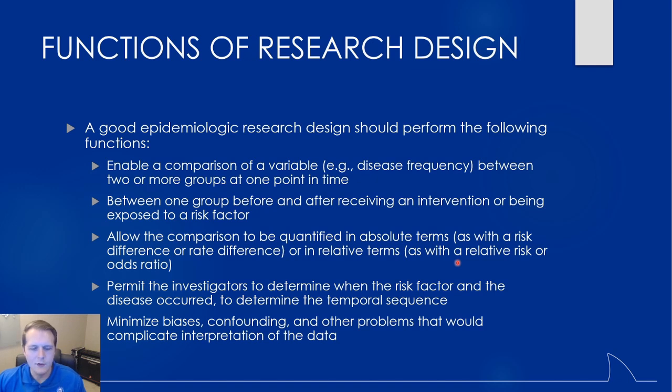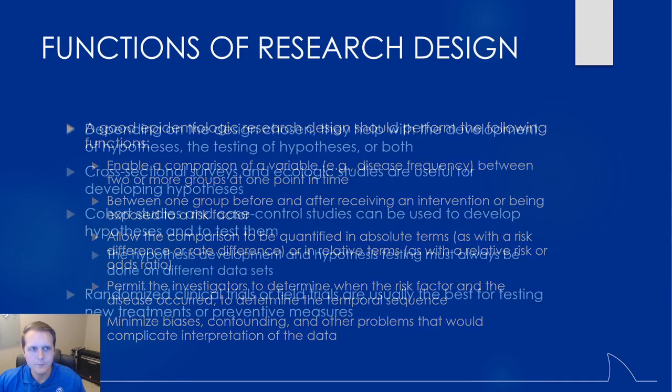And then it should allow your investigators to determine whether that risk factor in the disease occurred, and then based on that, whether or not we can determine a temporal sequence. We've already talked about certain study designs, say for instance like retrospective surveys and things like that, don't really allow you to do so, but ideally that would be the case. And then obviously we would like to minimize biases, confounding, and other problems we talked about in the last lecture that may sort of complicate our ability to really interpret that data and take something away from it.